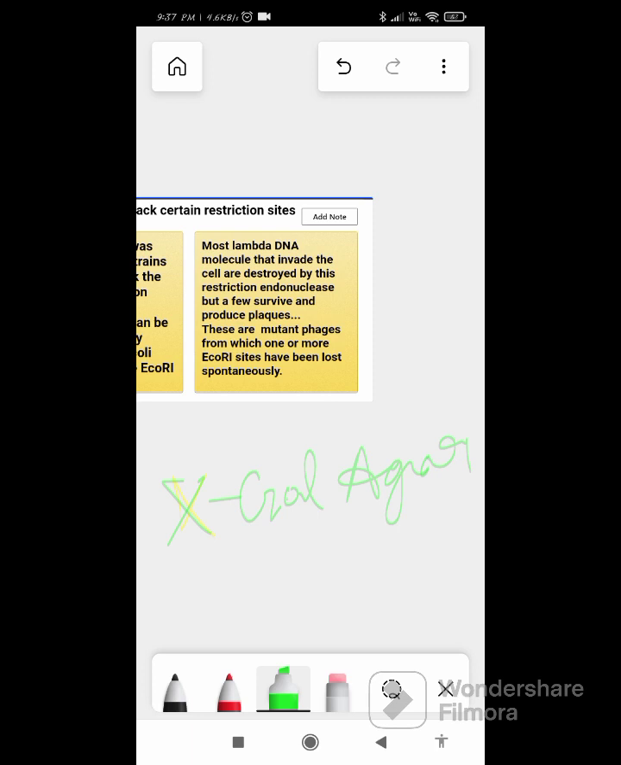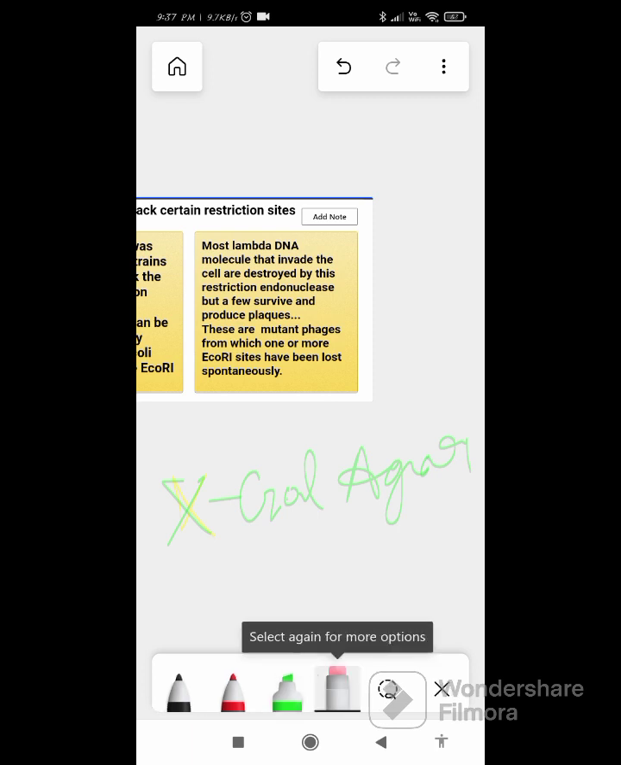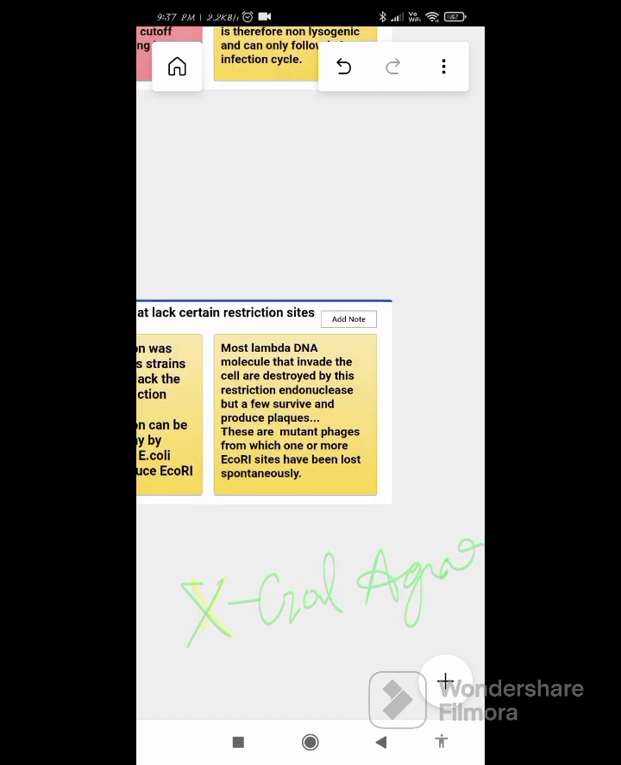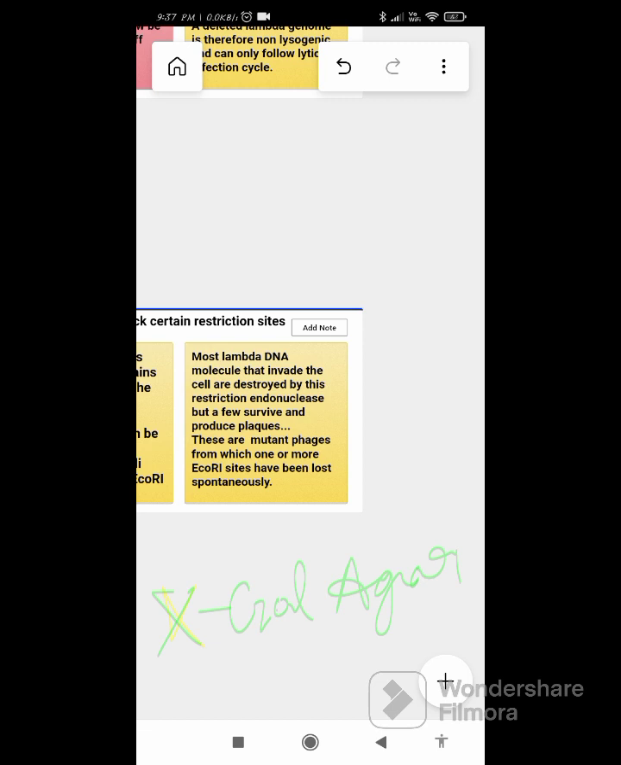So natural selection was used to provide these strains. Most of the lambda DNA molecules that invade the cell are destroyed by this restriction endonuclease. Now several cycles of infection will eventually result in lambda molecules that lack all or most of the EcoR1 sites. Thank you.